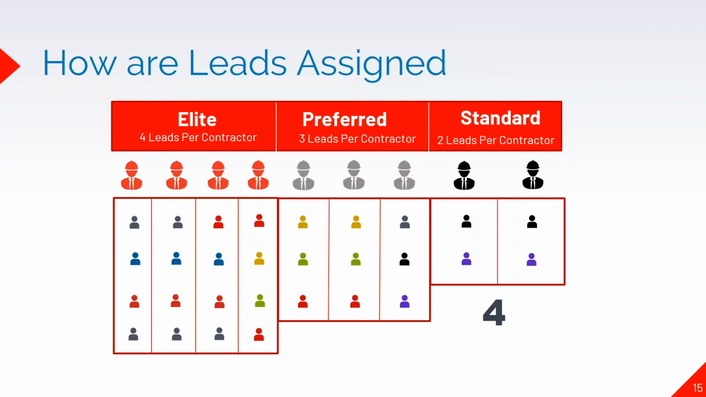So you can see the standards will have gotten 4, the preferreds will have gotten 9, and then the elites will have gotten 16. So you can see it really makes a big difference which tier of your contractor program you're in and how that determines how many leads you get.